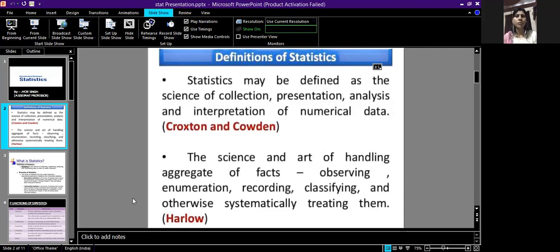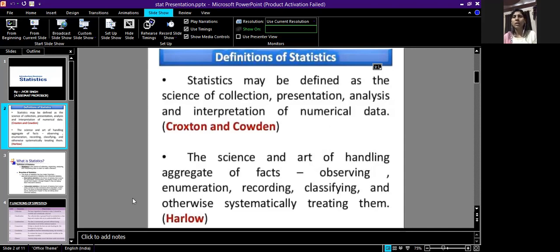I'm starting with the first unit of statistics, and this first unit starts with the meaning of statistics. So let's understand the meaning of statistics. Of the different authors, I'm mentioning two of them, Croxton and Cowden. Croxton and Cowden defined statistics as the science of collection, presentation, analysis, and interpretation of numerical data.